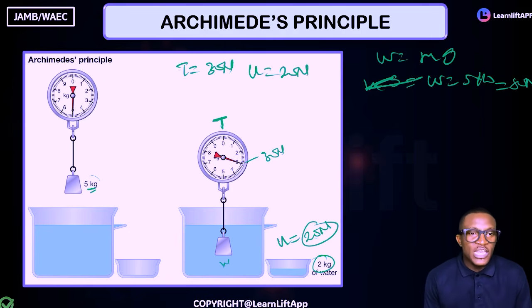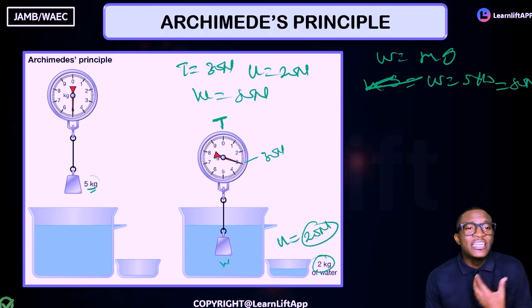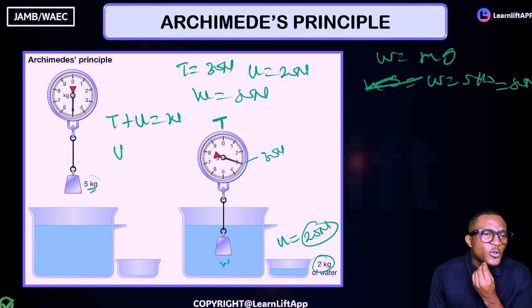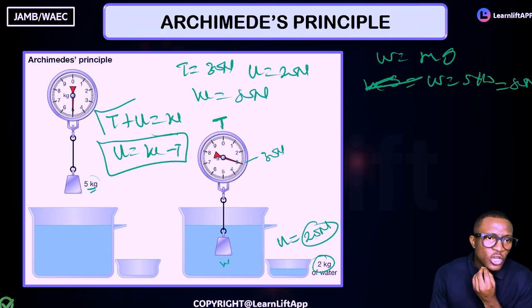If you put the two of them together, what is it going to give us? It's going to give us the weight, which is 50 Newton. And that agrees with the formula. What does the formula say? It says that your tension plus your upthrust is equal to weight. We will now say that upthrust is equal to weight minus tension. Do you remember this formula? We derived it just now.